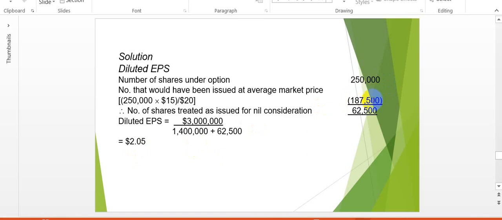which is the number of shares which will be treated as issued for no consideration. So these 62,500 shares is what you are going to add to the current number of shares of 1.4 million, to give us our diluted EPS of $2.05.